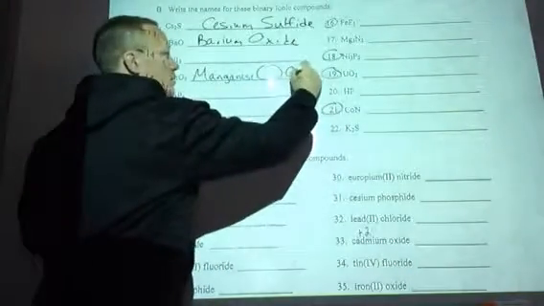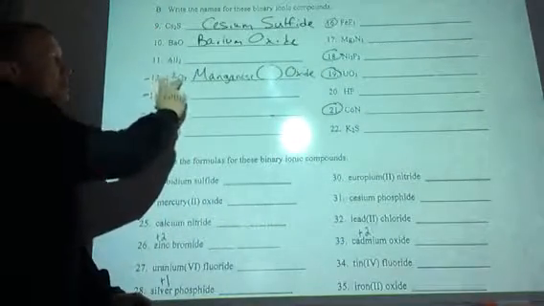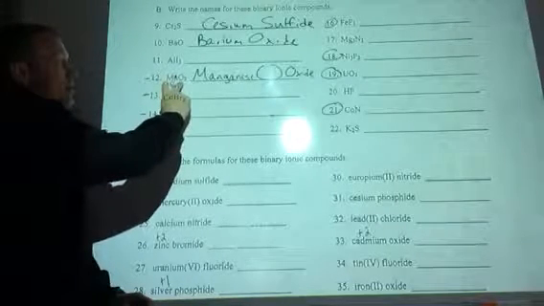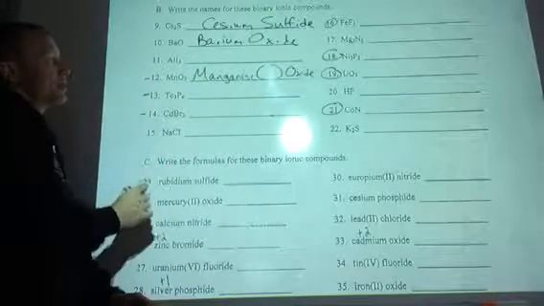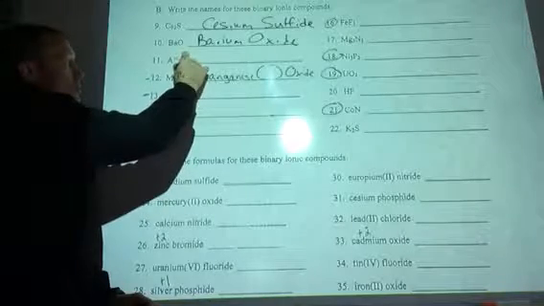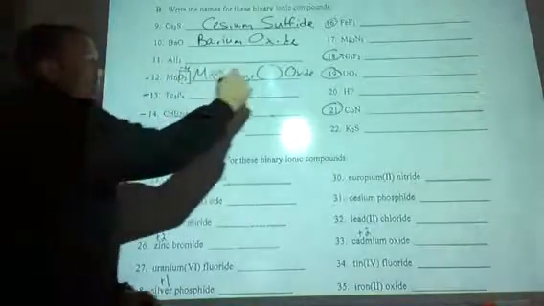I'm going to leave a space to put the Roman numeral in there. So it becomes manganese oxide. Here's how I get the charge on manganese. I look up oxygen's charge, because oxygen's charge never changes. Oxygen is always a negative 2. Okay, each individual oxygen is negative 2. But we have 2 oxygens, so total would be a negative 4. That means manganese must be a positive 4 to equal that out. So the Roman numeral is IV.